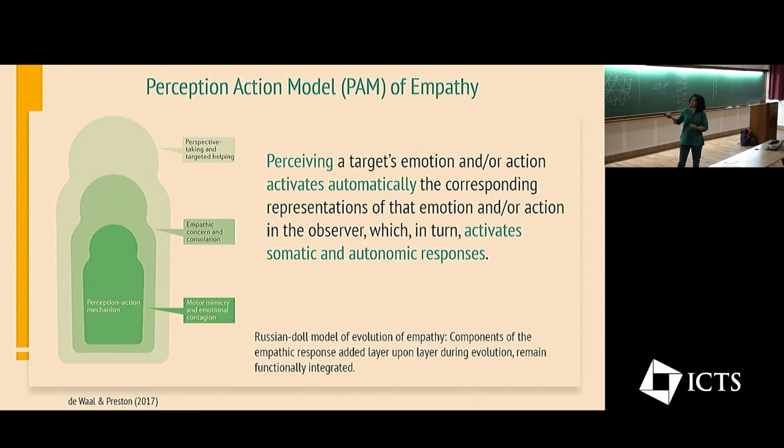So according to this, what happens? Just perceiving a target's emotion or action seems to automatically activate the corresponding representations of that emotion or action in the observer, which in turn activates somatic and autonomic responses in the observer. So that is the idea of how we end up generating these responses, because maybe this model is working.